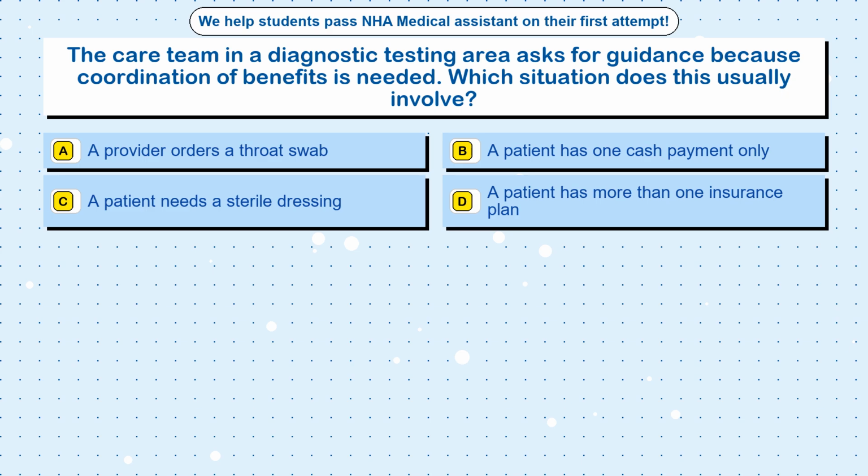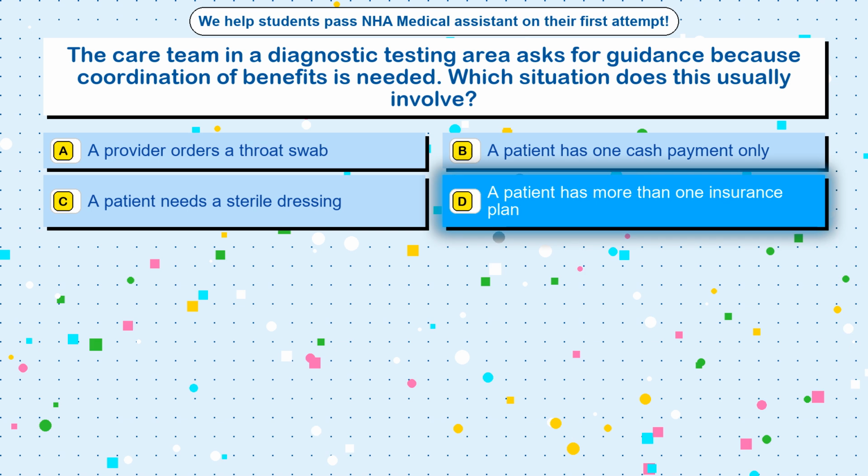Which situation does this usually involve? Option A, a provider orders a throat swab. Option B, a patient has one cash payment only. Option C, a patient needs a sterile dressing. Option D, a patient has more than one insurance plan. The correct answer is option D, a patient has more than one insurance plan.